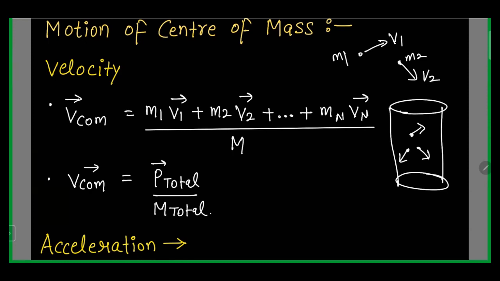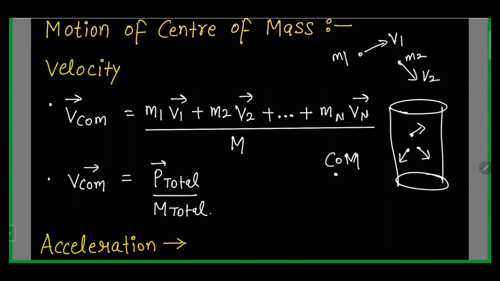Now it is very difficult to study these kinds of motions by studying the velocity of each and every particle alone. This n can be a very huge number. So in physics, it is usually not possible to study the velocity of each and every individual particle and then do the analysis of the motion. Instead, what we do is we reduce the motion into the center of mass.